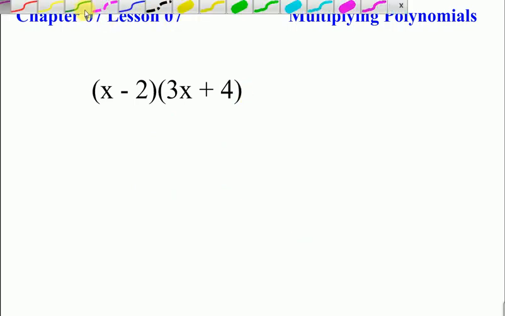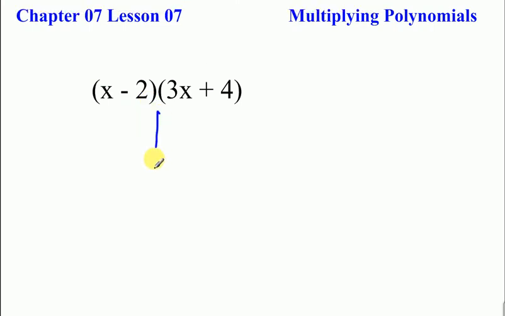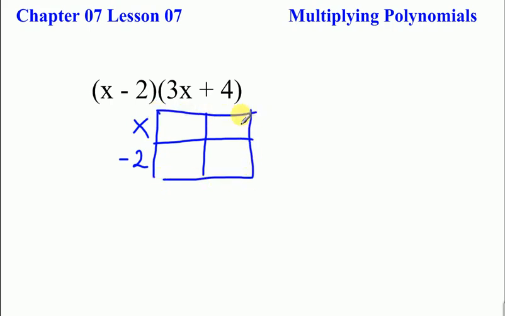Alright, here we have a difference. Again, we're going to take this one, we're going to write it, put a little line there, write x, and then this is -2, so minus 2 there. Okay, little line here, little line there. Having fun doodling on our page. X times 3x is 3x squared. X times 4 is 4x. -2 times 3x is -6x. -2 times 4 is -8.